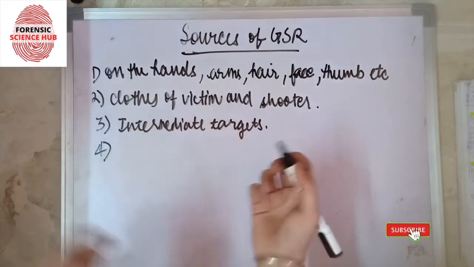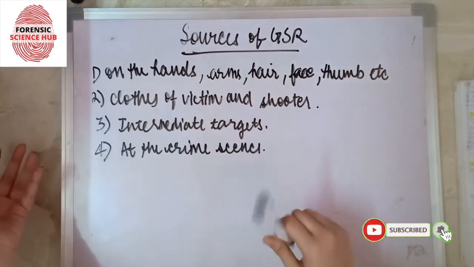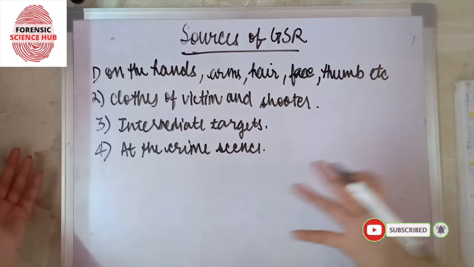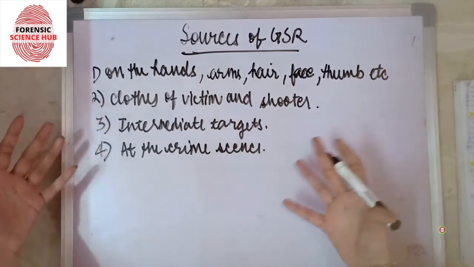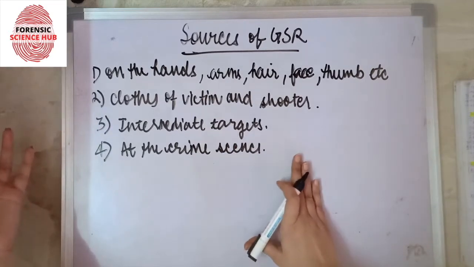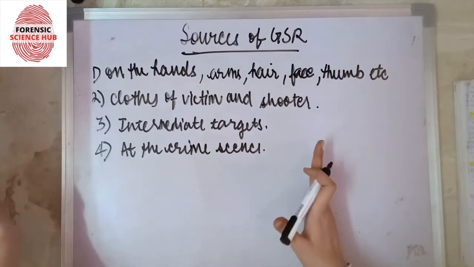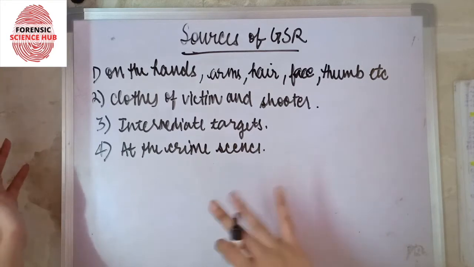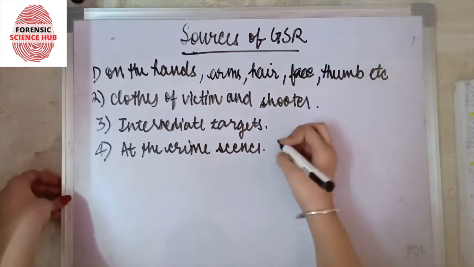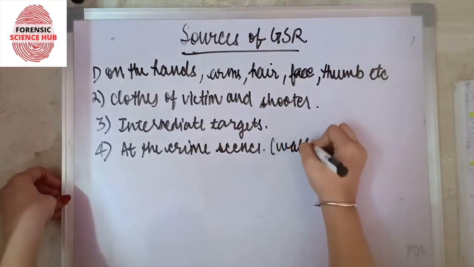Fourth comes at the crime scene. If the bullet strikes the wall or the glass or any other object like table present in the crime scene, then GSR might have deposited on that, so they also must be checked. Also the floor of the crime scene should also be looked for GSR. So like walls, doors, window, floor.